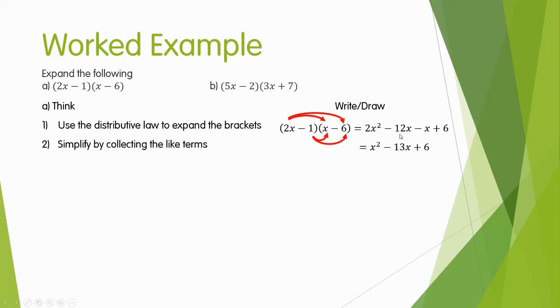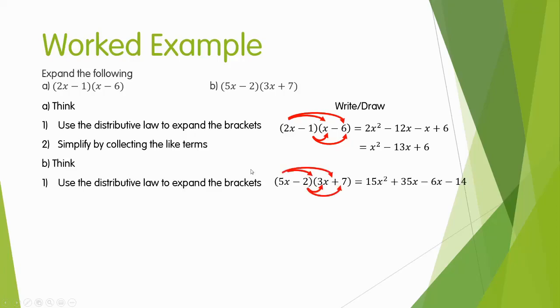And then we collect the like terms. Negative 12x minus an x is negative 13x. Students tend to get a little bit confused here. Sometimes they'll go negative 12x minus x just becomes negative 12 because they think the x's cancel out. We've got to remember this is a 1x here. So if I have negative 12 x's and I take away one more x, I end up with negative 13 x's.